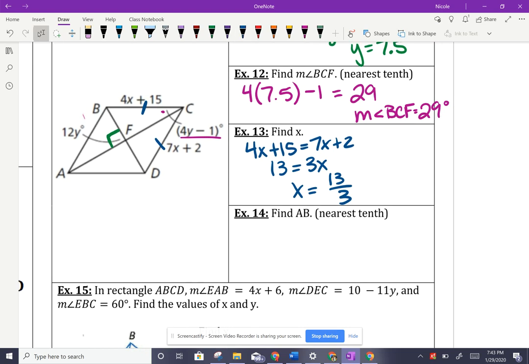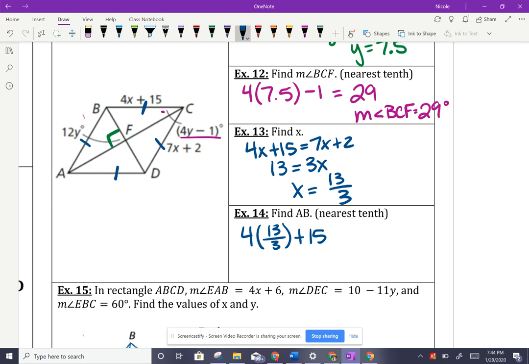So it's asking me to find the length of AB. Well, this is a rhombus. All four sides are congruent. So I can take this x that we just found and plug it into either of the two sides that are given, either the 4x plus 15 or 7x plus 2. Does not matter which one we do. So 4 times 13 over 3 plus 15. Show me that setup and then just plug it into the calculator, guys.